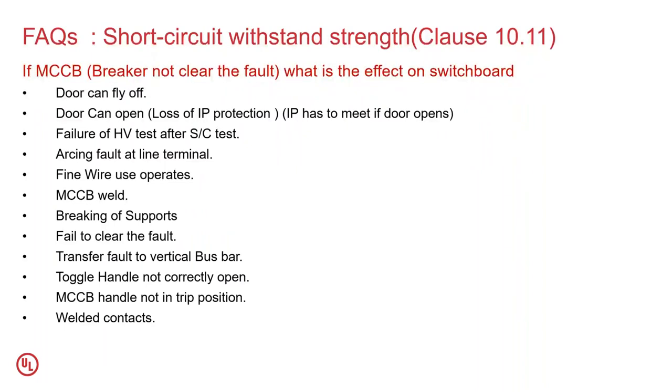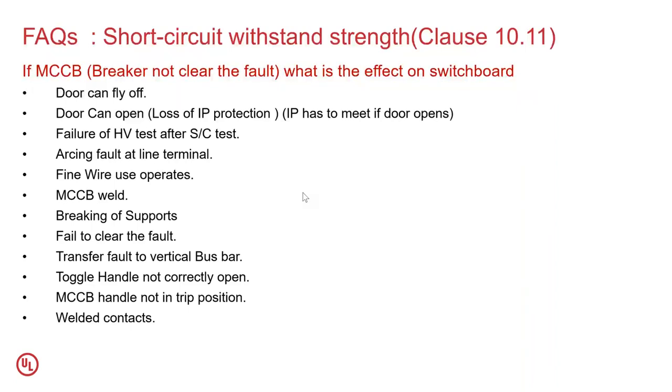Now some of the FAQs I'm going to answer here. During a short circuit test, if the MCCB does not clear the fault, what is the effect on the switchboard? This is a very, very good question. If by mistake the MCCB does not operate, what can happen? The door can fly open, maybe loss of IP protection, because after the short circuit test, this normally happens under conditional short circuit only. In withstand, not much problem. In the conditional short circuit test, there is always a problem because of the I square T and a huge arc happening. The door can be opened, but IP has to be met.